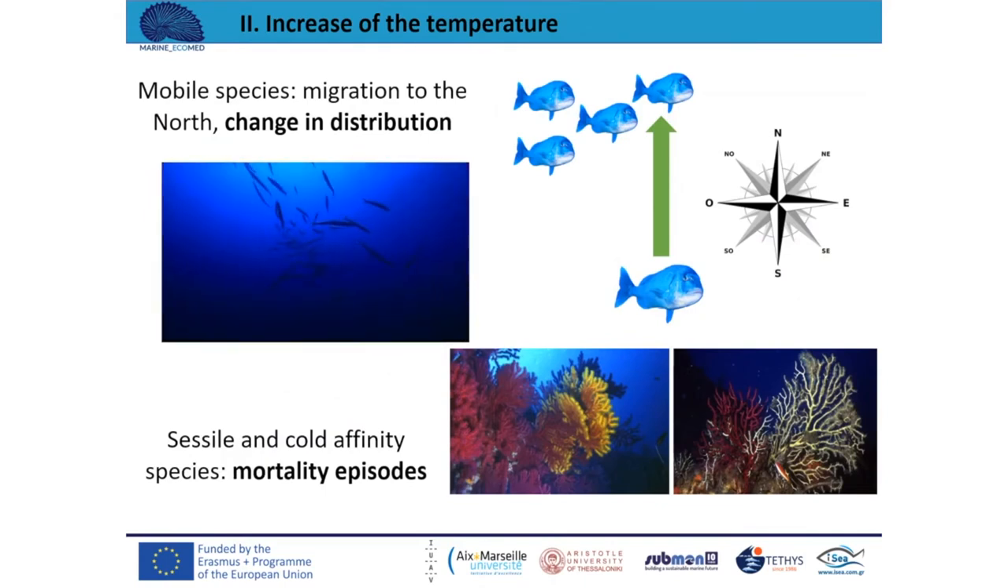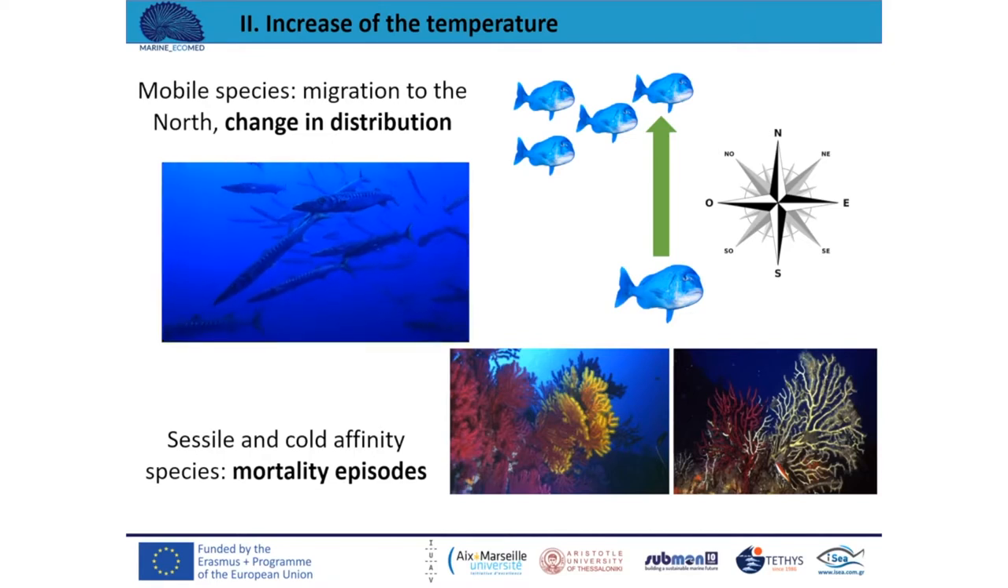One of the obvious consequences of the increase of temperature is the change in spatial distribution of the mobile fauna that can migrate to the north. In the Mediterranean, you have the example of the barracuda, Sphyraena sphyraena, that is more and more present in the northern part. The sessile and cold-affinity species endure mortality episodes because they cannot resist the change.